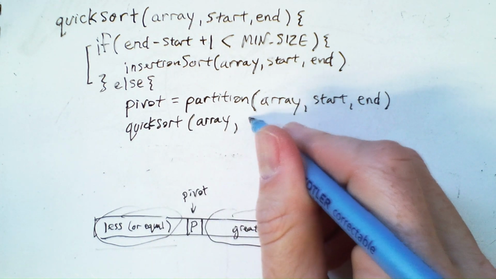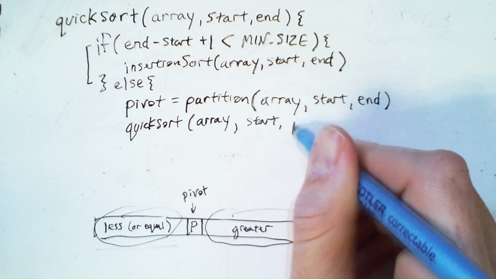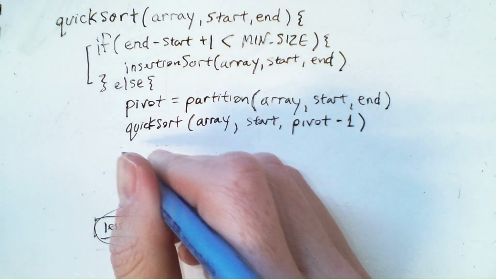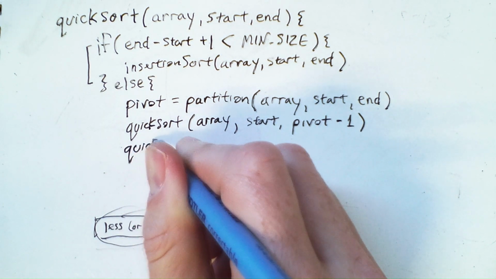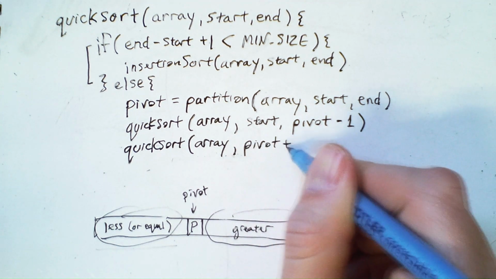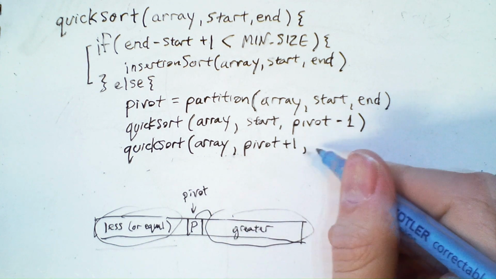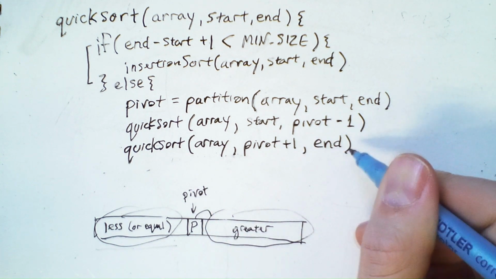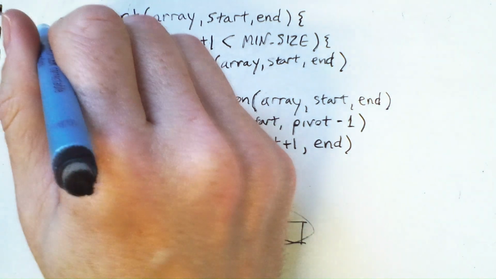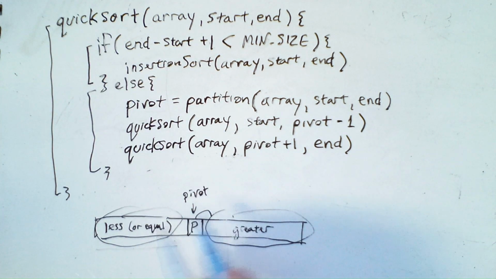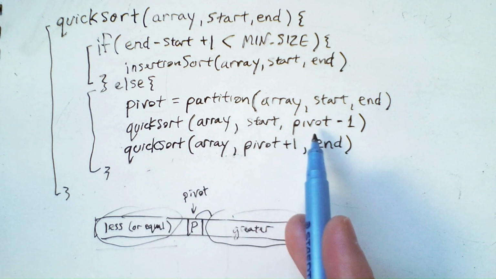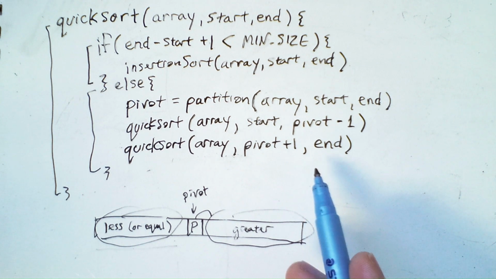So I will call Quicksort here on the left half. That means I'm sorting from the start index up to the position right before the pivot, so pivot minus 1. And then to sort the right half, I call Quicksort from pivot plus 1, because that's the position immediately to the right of it, and that'll go all the way up until the end. Close that. Close the procedure. And that's it. We get the pivot, and then we sort things to the left of it and sort things to the right of it, and we're done.